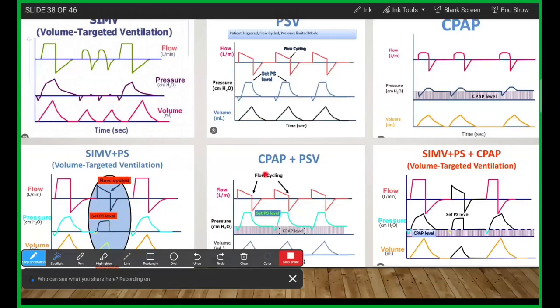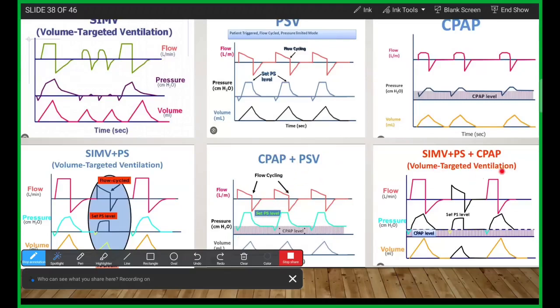Now coming to CPAP plus PSV. So CPAP, this is the set level of the CPAP and also the pressure support level. This is the pressure support level. So you'll have the scalar of the pressure supported ventilation with the continuous positive airway pressure in your pressure time scalar throughout the respiration. This is the difference between your CPAP, pressure support alone mode, and your combination mode.